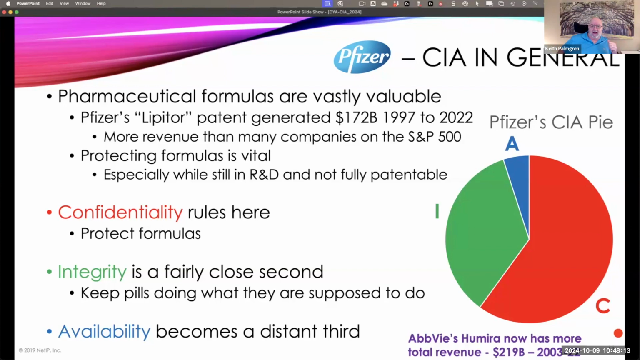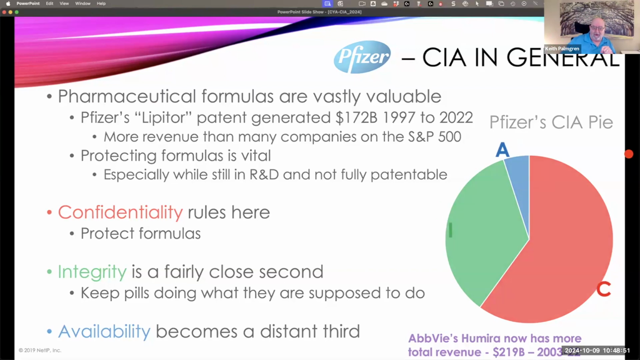And just as a footnote, when I first put this slide together, Lipitor was the most valuable formula. It's been surpassed by AbbVie's Humira, which made $219 billion from '03 to 2022. But again, like I said, the name of the company up here isn't what matters so much. It's the issues of protecting their R&D, and this pie chart here. If I change this slide from Pfizer to AbbVie, I would not change the pie chart at all. Okay, that's not the issue. The name of the company, it's the kind of concerns that a company of this nature would have. That's what matters here.